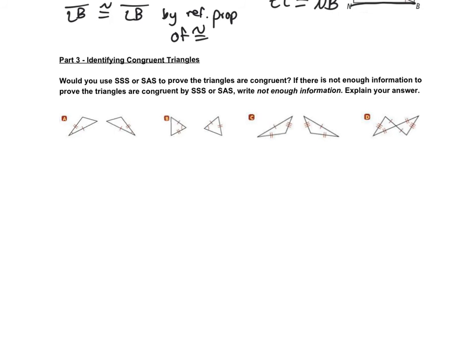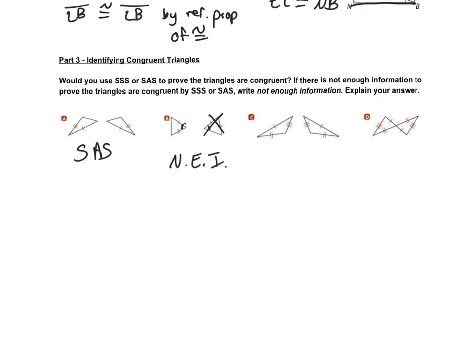All right, and then in part 3, we're just naming if the triangles can be side, side, side, side angle side, or if we're not given enough information. All right, so look at letter A. Here we have two pairs of corresponding congruent sides and one pair of corresponding congruent angles that is included. It is in between those two sides, so A is yes by side angle side. All right. And B, if you look here, we have the included angle, but here we do not, okay? So this is not enough information because the angle is not included in between these two sides, all right?